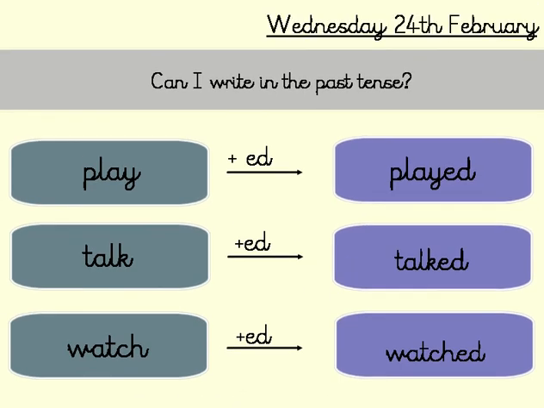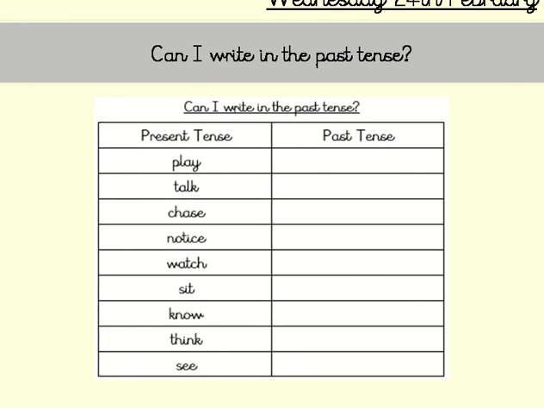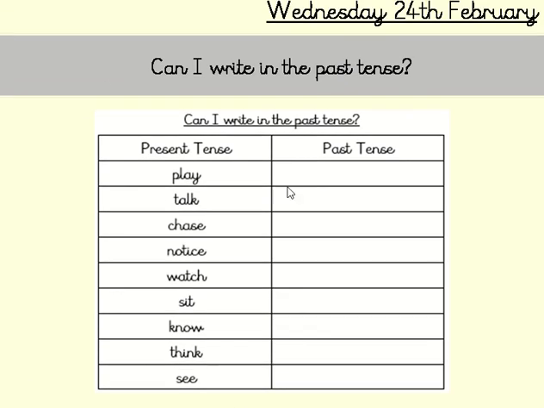Okay, here is your activity for today. I would like you to have a go, and I've put the worksheet on Class Dojo, at writing these verbs in the past tense. We've done a few of them together, but watch out. Some of them are a bit tricky. They don't follow the rules. So play is going to become played. Talk, talked, so we add ed.